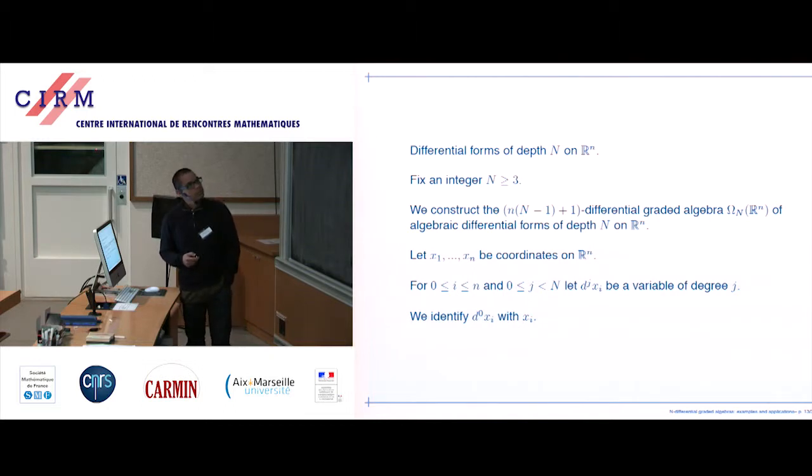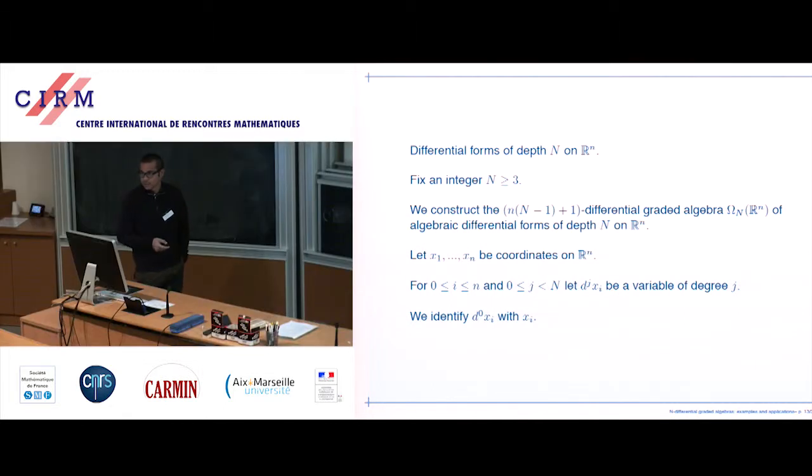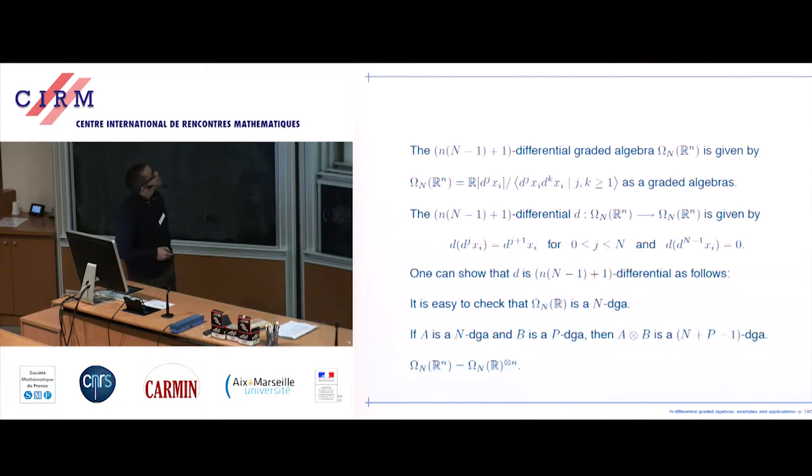Well, first I take coordinates on R^n, and then I take the differentials of these coordinates. Usually, of course, we only take d, and then d squared is 0. But here I go to the power n minus 1. So I can keep doing differentials. They are not 0, and d of zero is the standard variable. And then I take the polynomial algebra, the polynomial differentials generated by these variables.